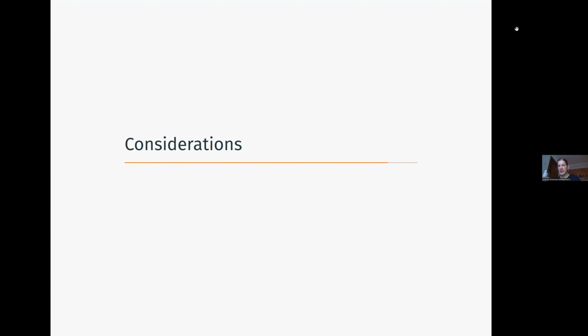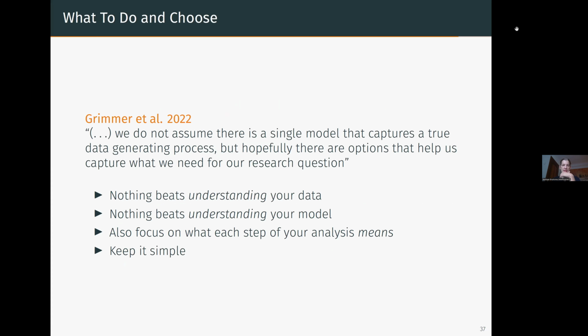So, having discussed that, I wanted to talk a little bit about various considerations that we should have when we do any kind of new text analysis. Referring back to what I said in the beginning, when we do an advanced text analysis, it's important to realize that we should not assume that there's a single model that captures a true data generating process. So there is nothing that's perfect. There's no model that fits it. We always lose something.